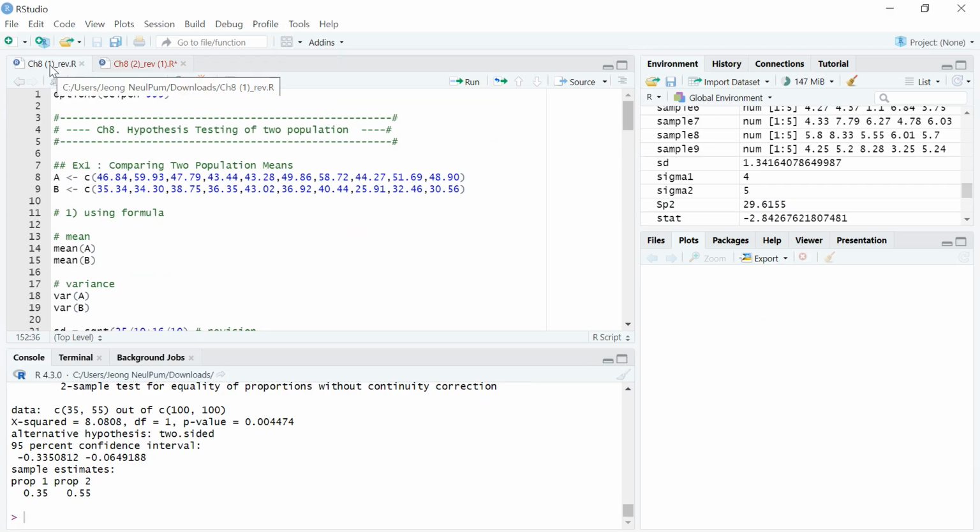So this is the first file of the chapter 8 revision version. I stored each vector, each sample, into my own variables a and b.